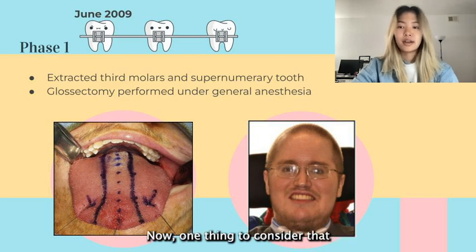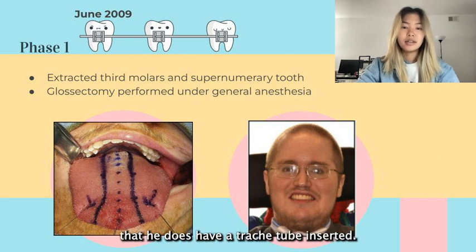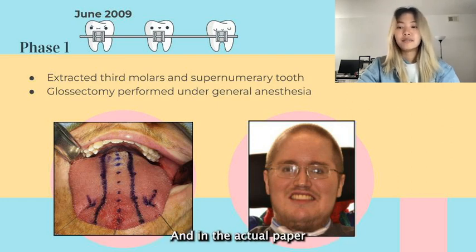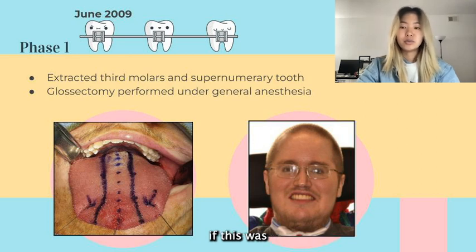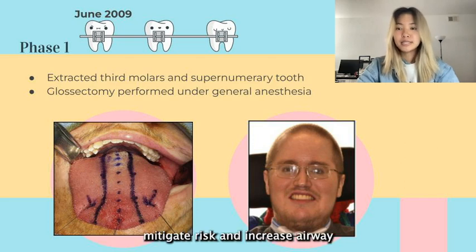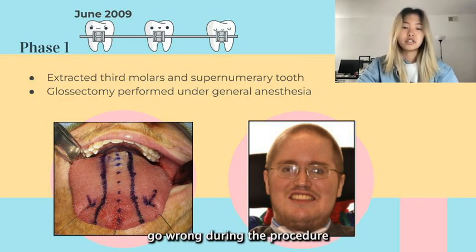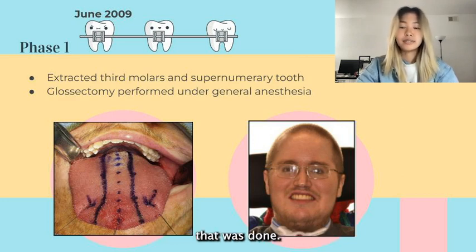Now, one thing to consider that Verania did mention earlier is the risk of general anesthesia complications, especially for patients that have underlying conditions or comorbidities, especially in this case of the patient who has DMD. We see in the photo that he does have a trach tube inserted, and that was actually not something that he had prior to any of this orthodontic treatment. And in the actual paper of the case study, it was unclear if this was inserted as a preventive measure, just in order to help mitigate risk and increase airway function efficiency, or if something actually did go wrong during the procedure and this was an emergent procedure that was done.